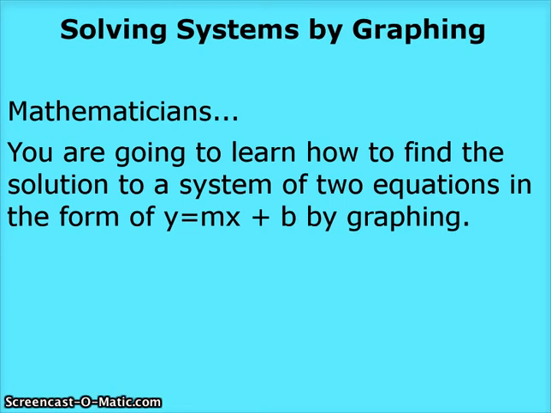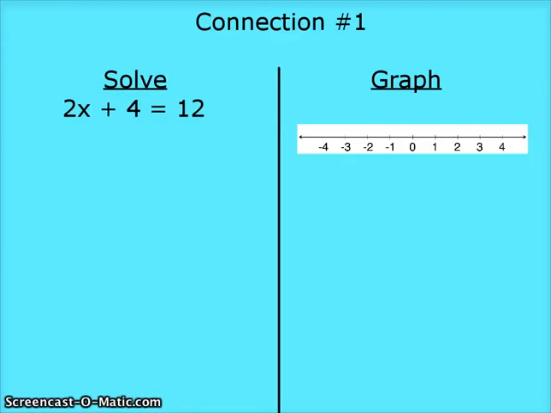Mathematicians, today you're going to learn how to find the solution to a system of two equations in the form of y equals mx plus b by graphing. After you find the solution, you're going to check to make sure the solution works. In order to find the solution of a system of two equations, we need to remember two big algebra concepts.